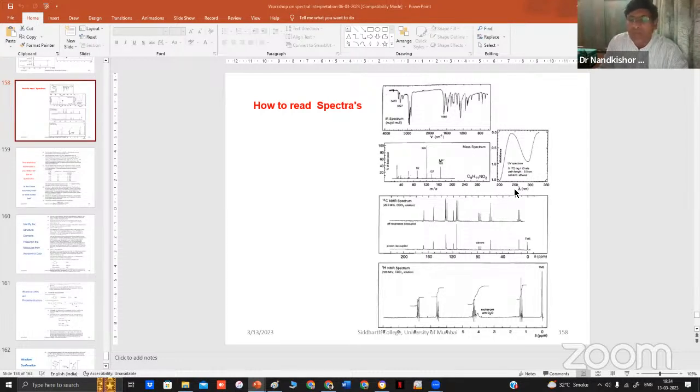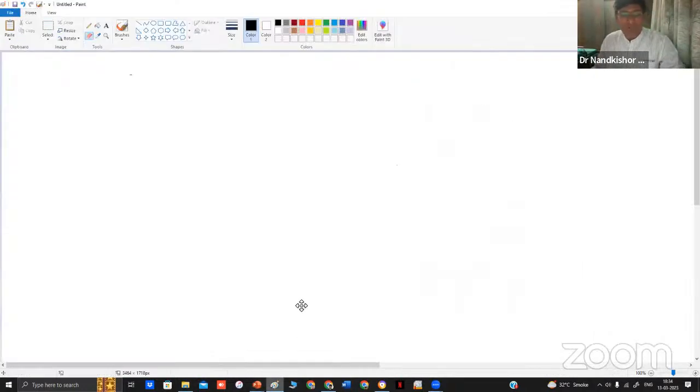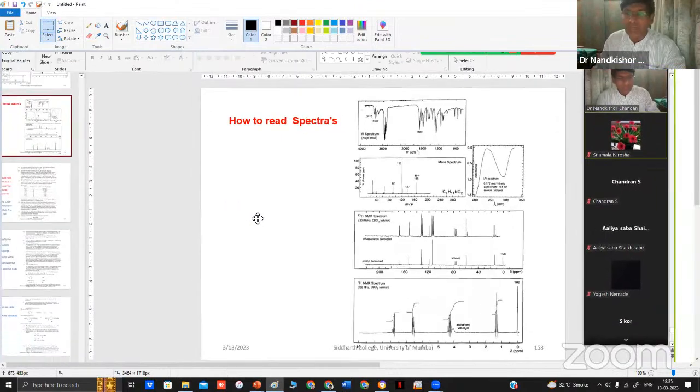So first of all, you have to comment on the molecular formula. This molecular formula C9H11NO2 includes how many double bonds? That you have to comment first.